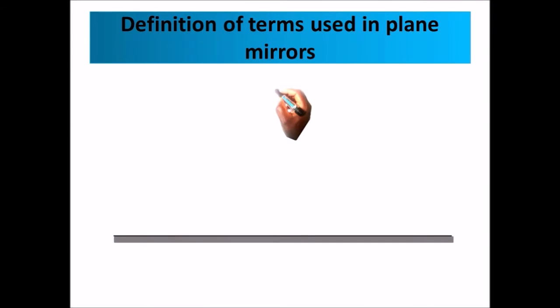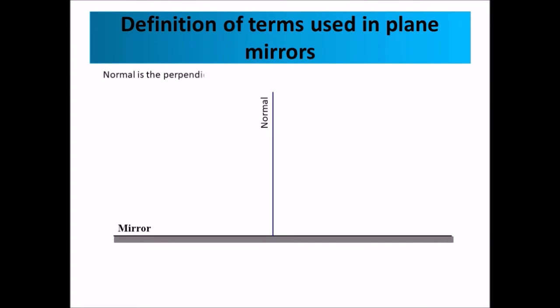Let's look at the definition of terms used in plane mirrors. We have a mirror facing upwards, which we'll use to identify the terms. So we'll draw a line that is perpendicular to the mirror line. So this line is called the normal. So what is the normal? So normal is the perpendicular line to the reflecting surface at the point of incidence.